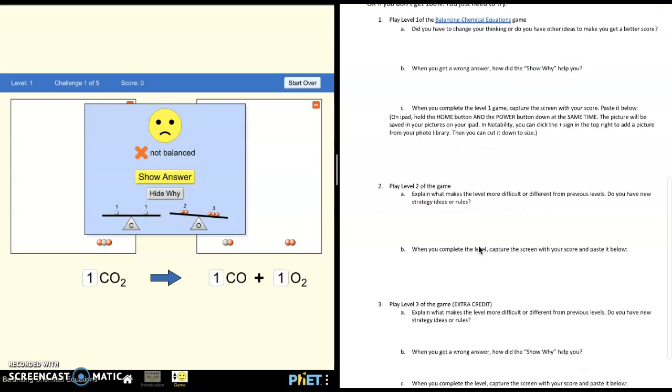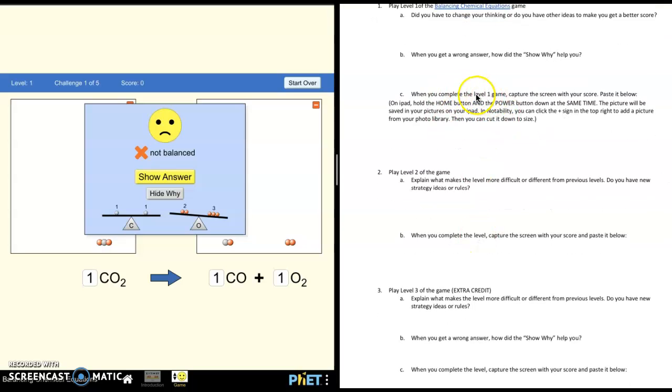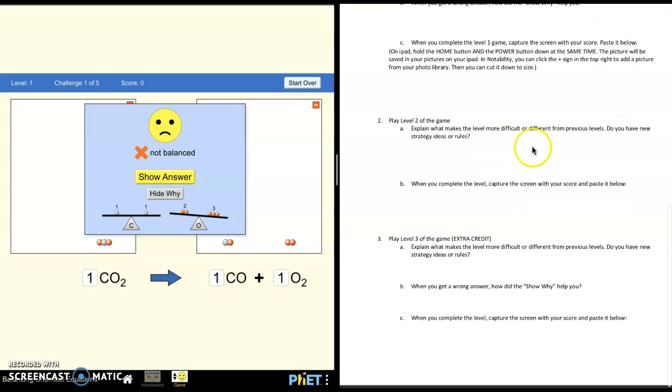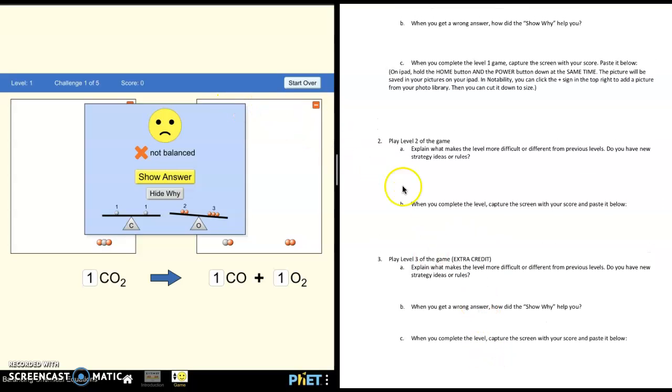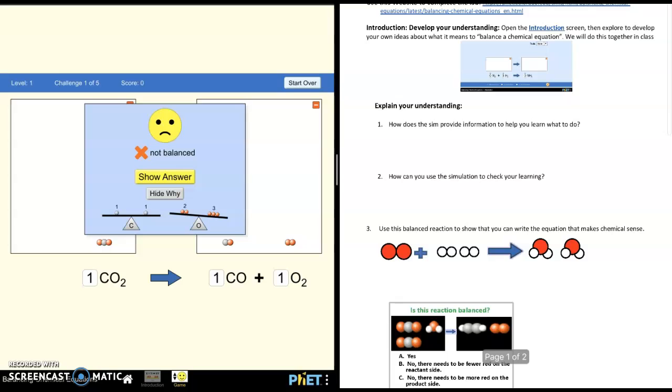Okay, and when you complete level 1, again, capture the screen with your score and paste it below onto your iPad. You're going to screenshot it, right? And then in Notability, you can click the plus sign and add that screenshot right here, and then cut it down to size. Play level 2, screencast, and so forth down there. Same thing if you play level 3, you can get some extra credit. And that's what we've got going on here.